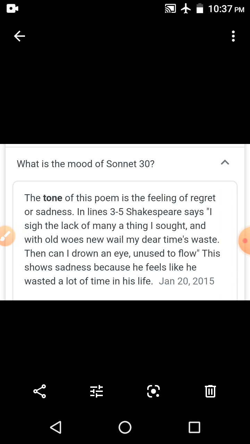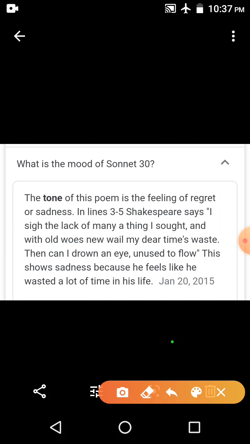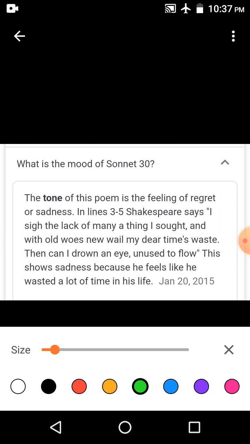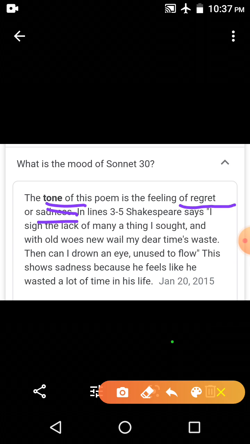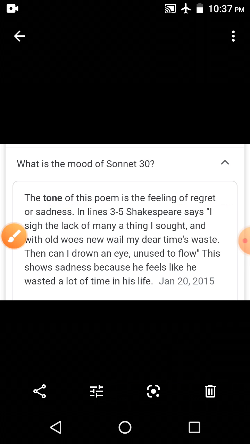What is the mood of sonnet 30? The tone of this poem is the feeling of regret, of sadness. In lines 3 to 5, Shakespeare says, I sigh the lack of many a thing I sought, and with old woes new wail my dear time's waste. Then can I drown an eye unused to flow? So this shows sadness because he feels like he wasted a lot of time in his life. So that's all. Thanks for watching.